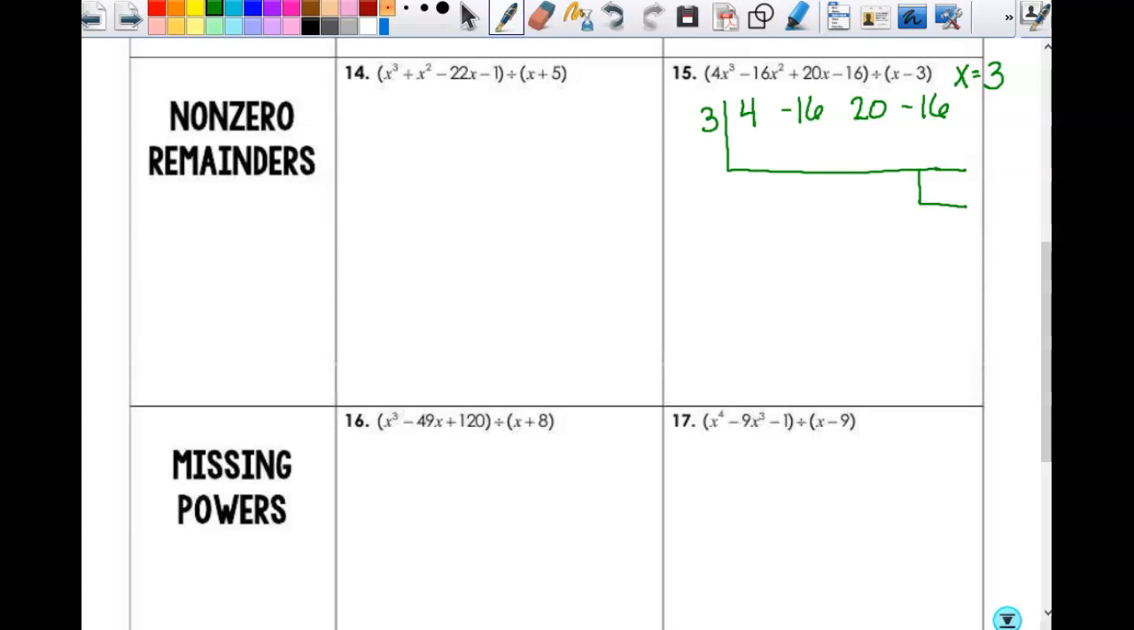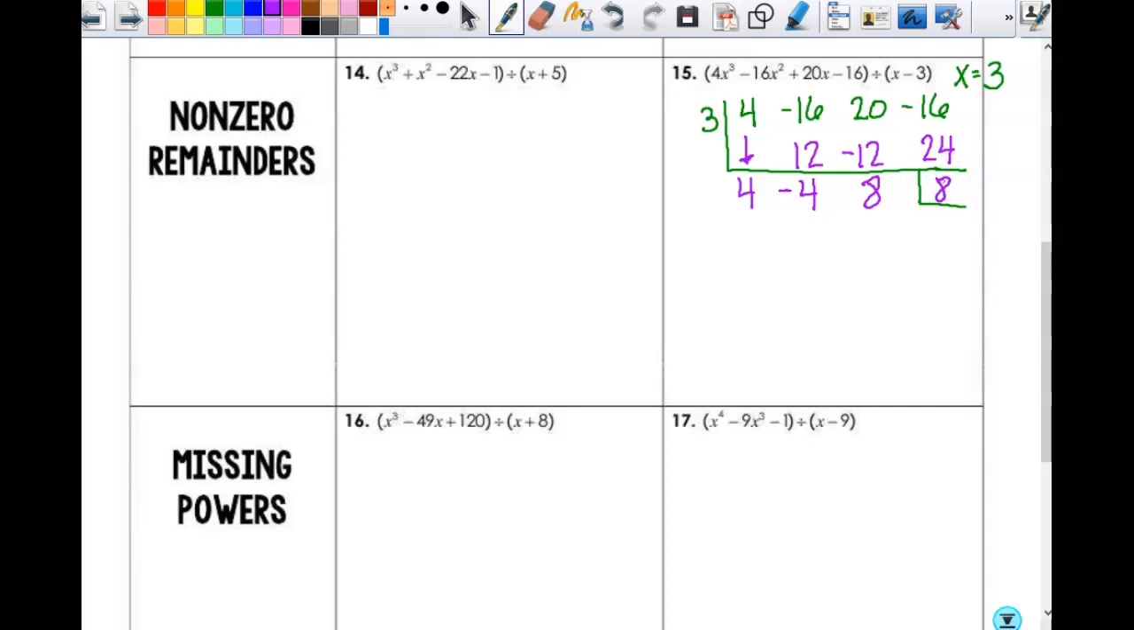Okay. All right, so then we bring down the 4. 3 times 4 is 12. We combine, so then we get a negative 4. 3 times negative 4 is negative 12. We combine, get a positive 8. 3 times 8 is 24. We combine, and we get 8 there as well as a remainder.